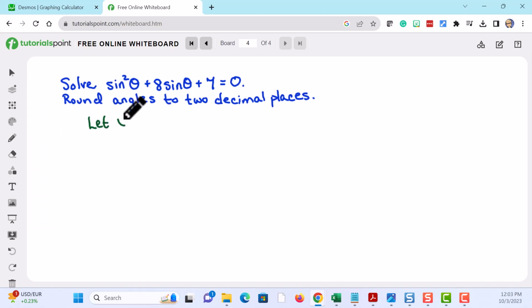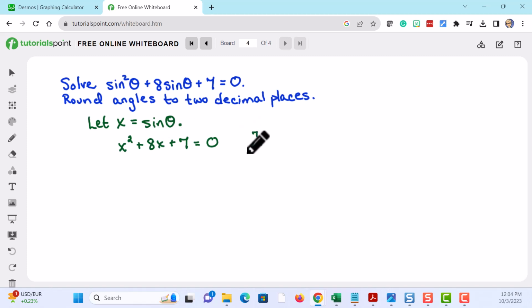Let's let x be equal to sine of theta. Substituting x for each of the sine thetas gives us x squared plus 8x plus 7 is equal to 0. So now we just have a quadratic equation. We have different choices for how to solve it. One way that always works is the quadratic formula, but in this case it appears that we'll be able to factor because we can find factors of 7 that add up to 8.